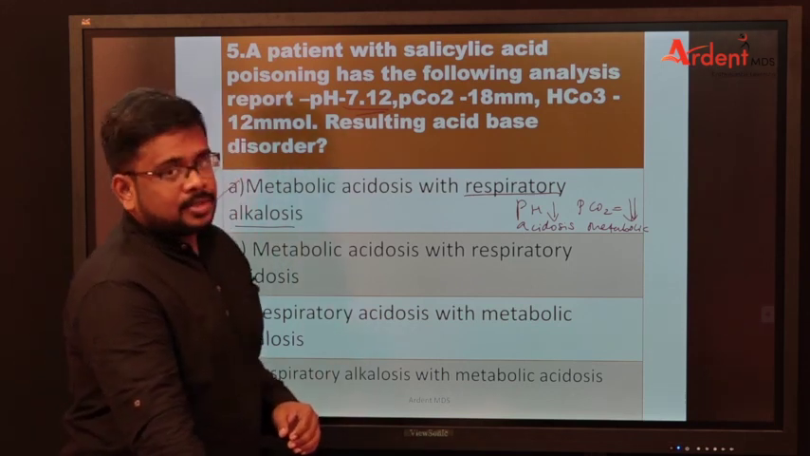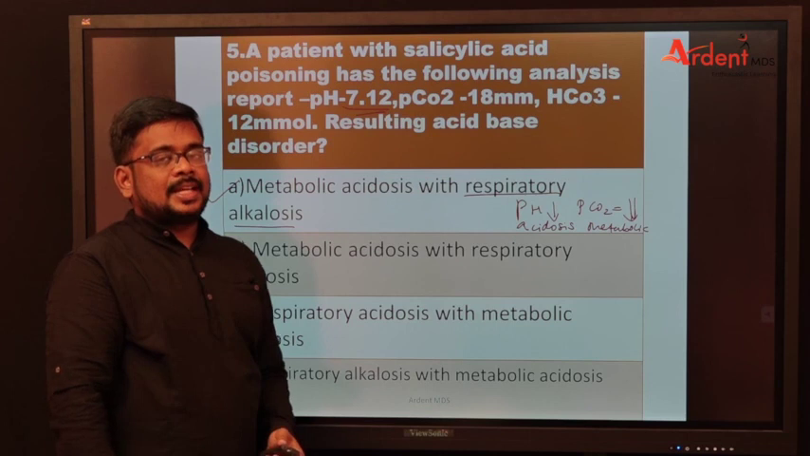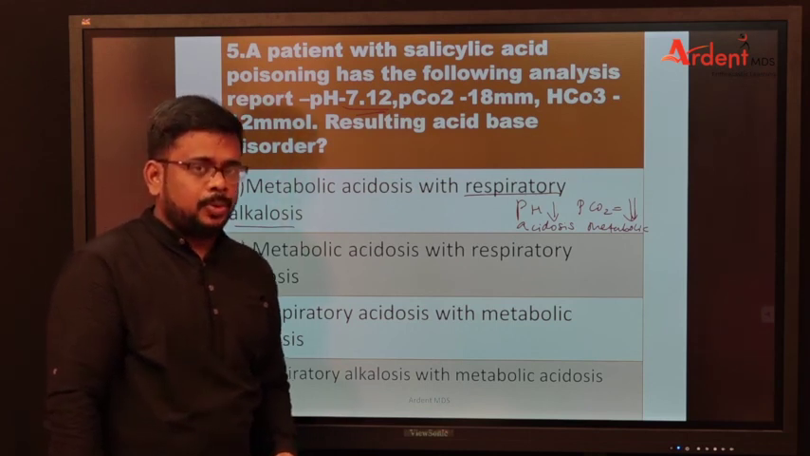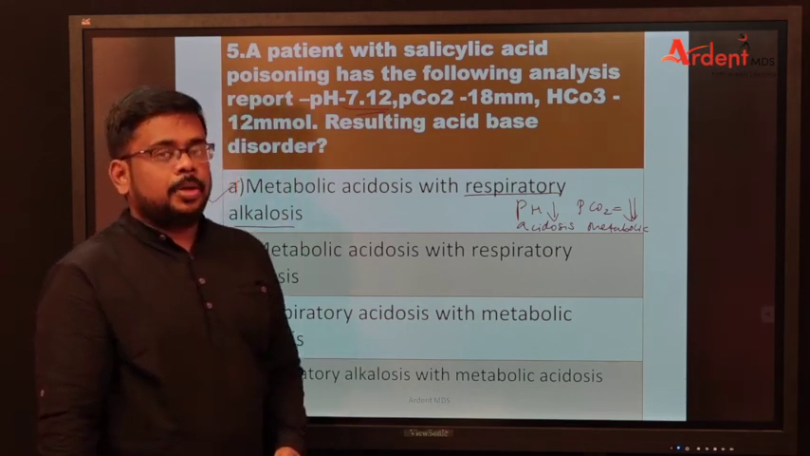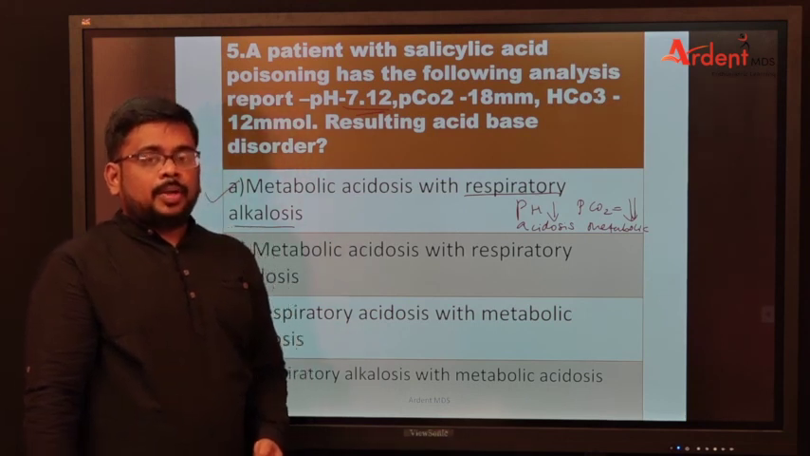Hope you are able to understand the arterial blood gas analysis questions which are asked to you. So probably this is one of the very important topics you can expect in your competitive exam.